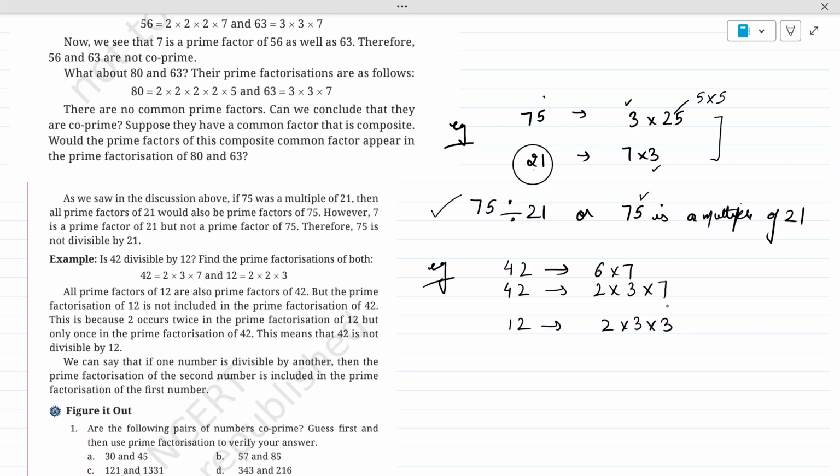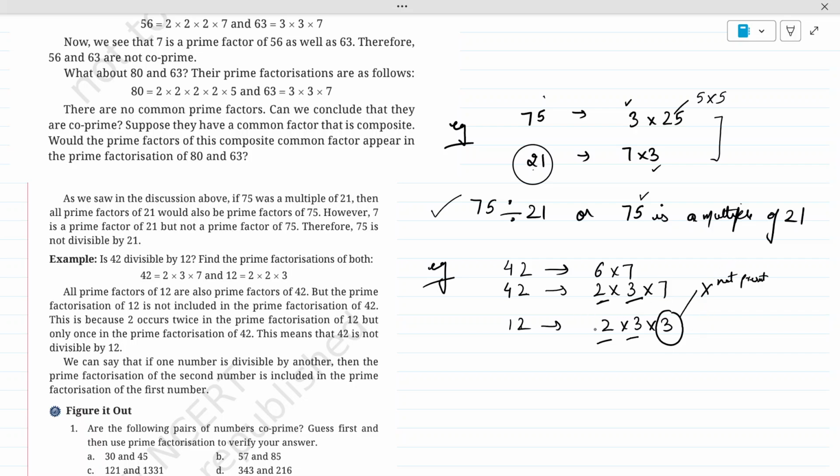Right? So now if you see here, we have 2 here, 2 here, 3 here, 3 here. But this 3 is not present here. So that means 12 is not dividing 42 fully. If one more 3 was present in 42, in that case it would have divided fully, but in this case it is not dividing it fully.